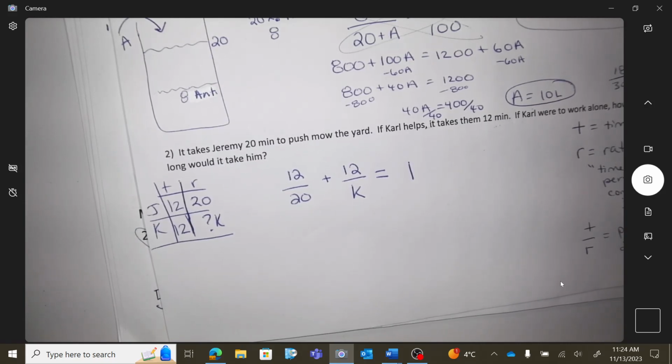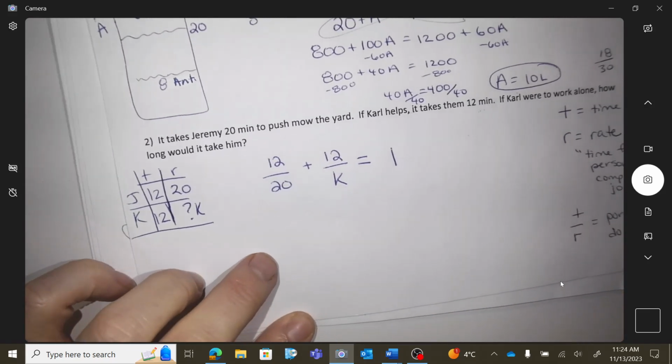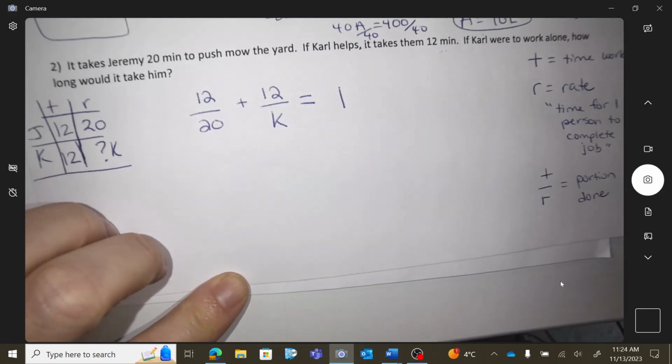This person's, think about pie pieces. This person did so much of the pie, this person did this other part of the pie, but together they ate the whole pie. Okay, that's it for me. You know what to do.